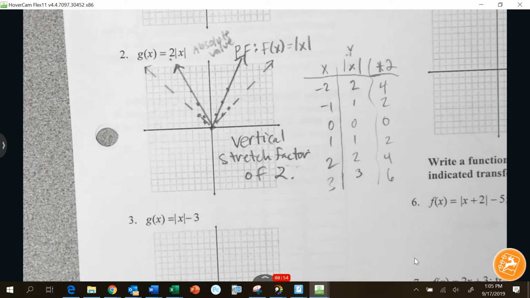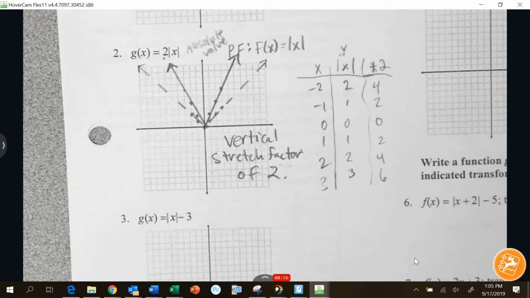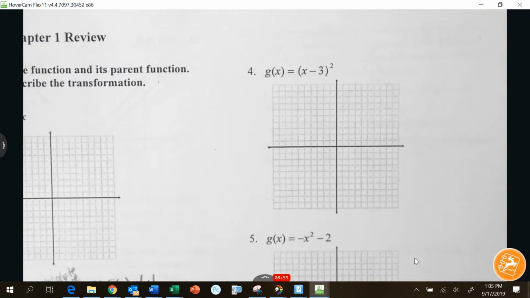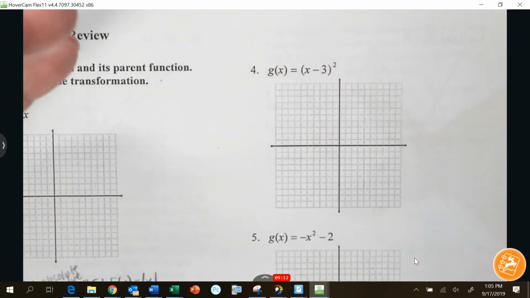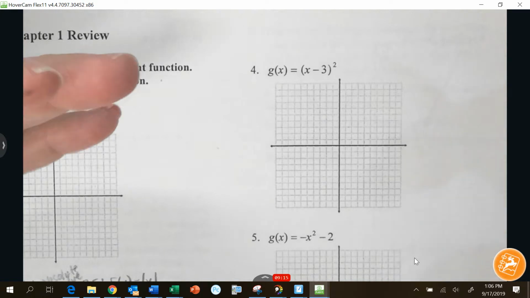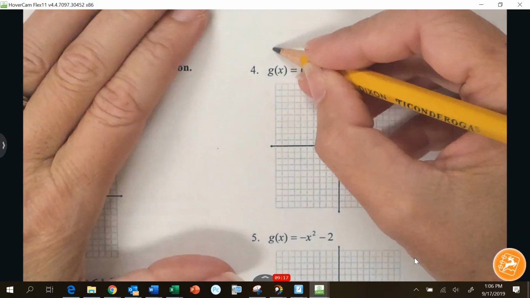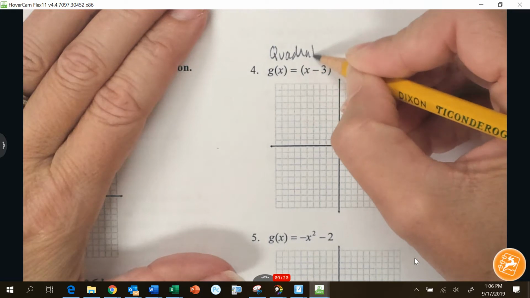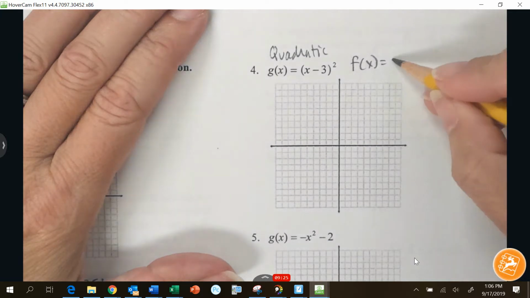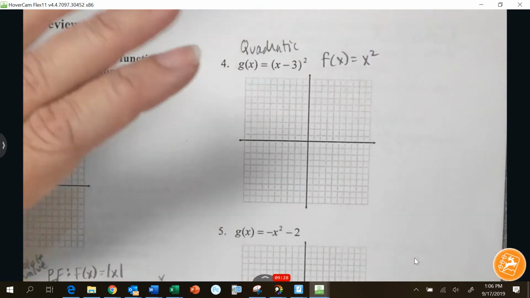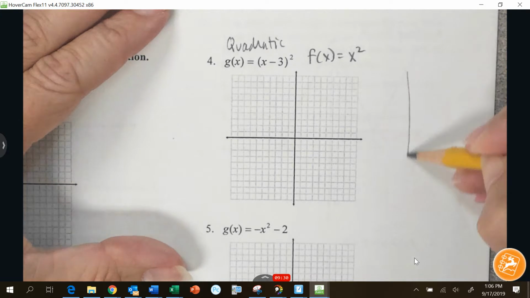Okay. One more. Let's do 4. And again, if you know what you're doing, you can work ahead. If you need this extra review, totally fine. So I'm going to first determine what kind of function the parent function is. So it's quadratic, that's the family name. But I need the actual function, which is f of x equals x squared.